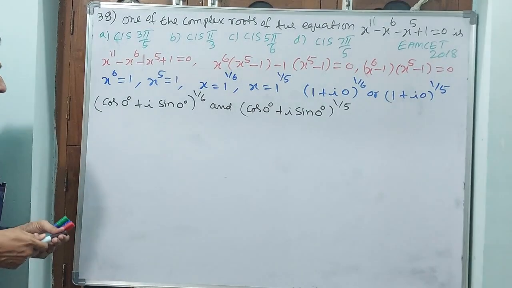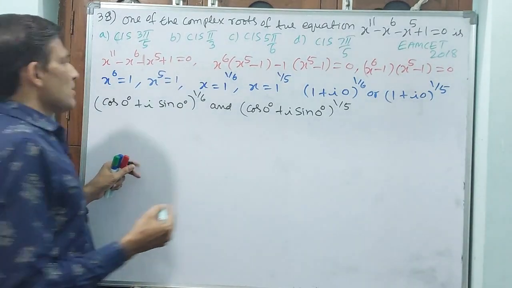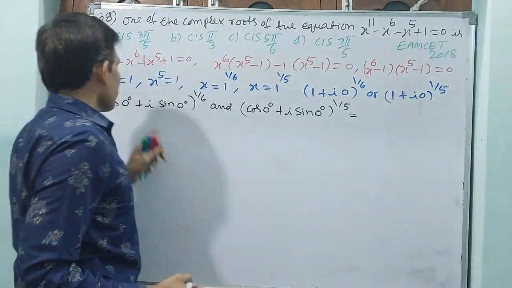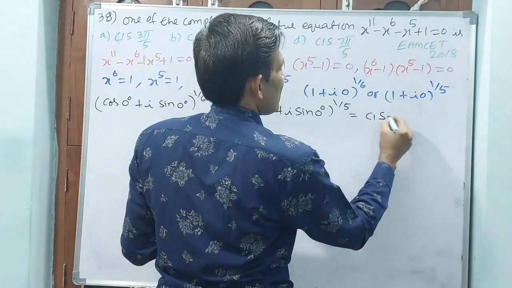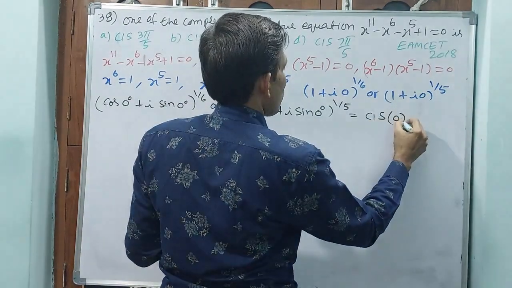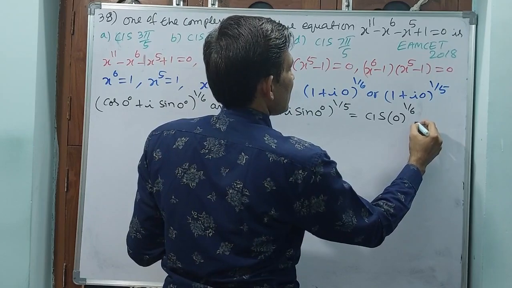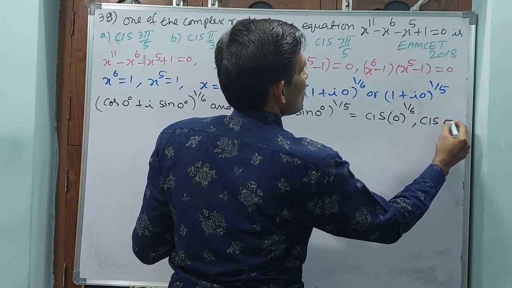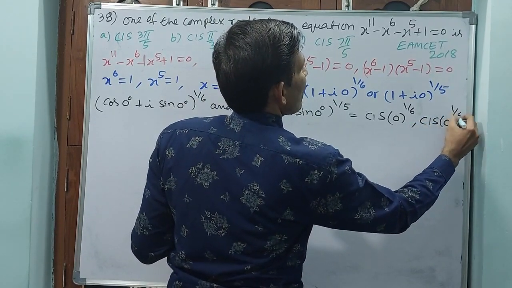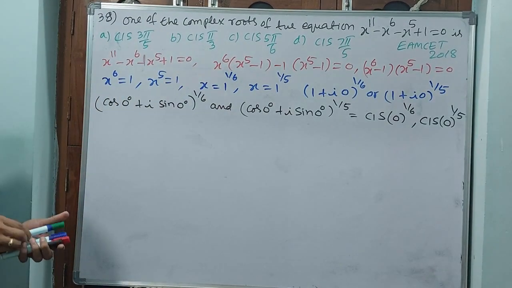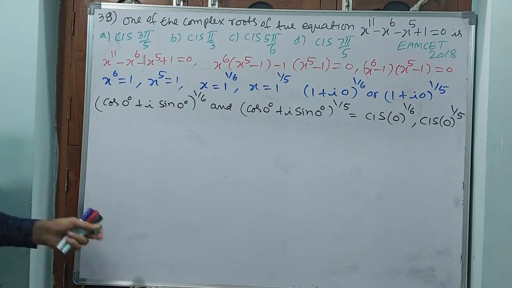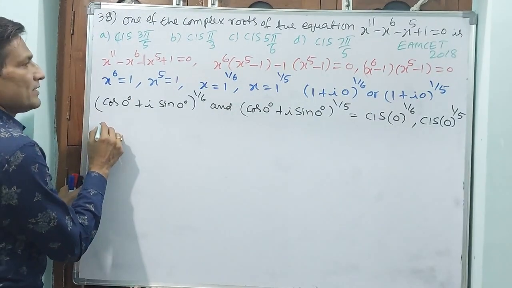We have to convert in generalized form. This we will convert in generalized form. That is equal to CIS 0 to the power of 1 by 6, comma CIS 0 to the power of 1 by 5. Okay? Even still it is not in generalized form, I can say. Generalized form means this, you see this one.